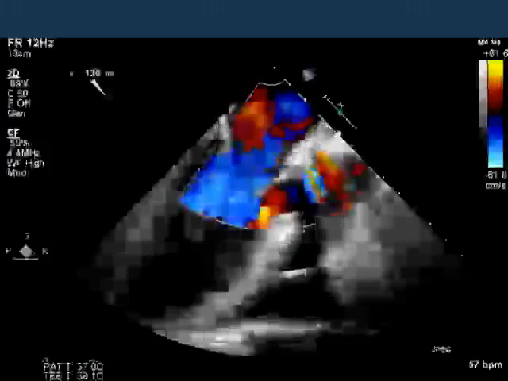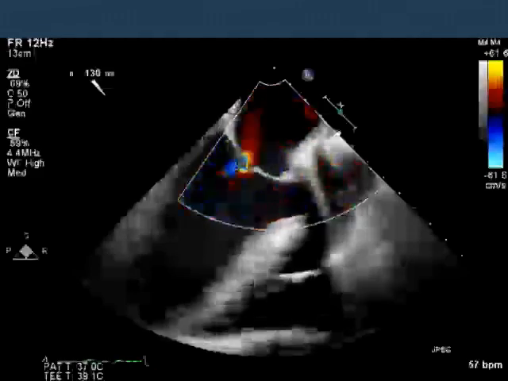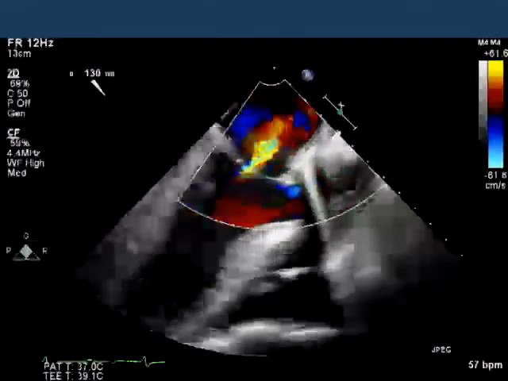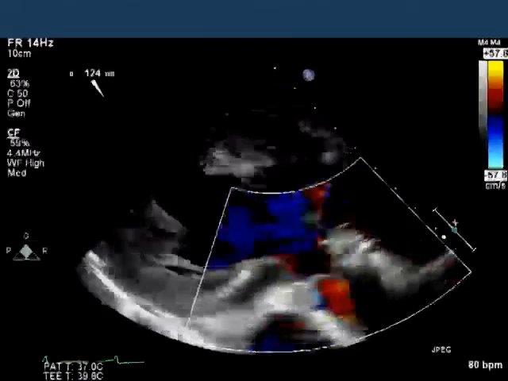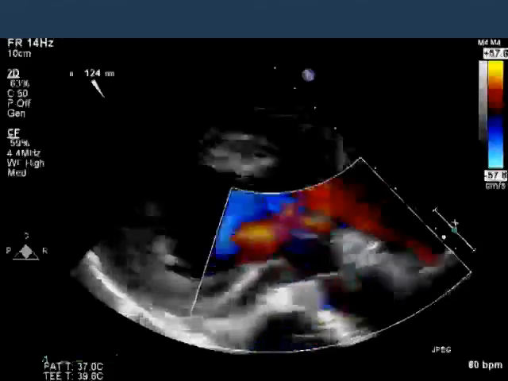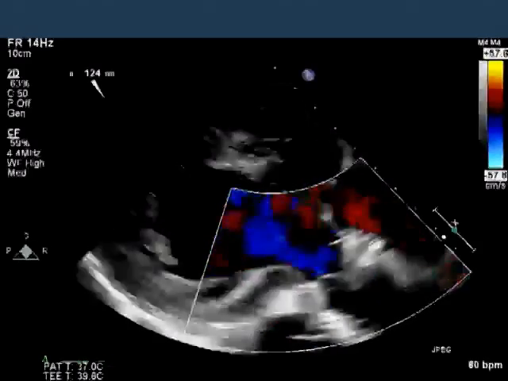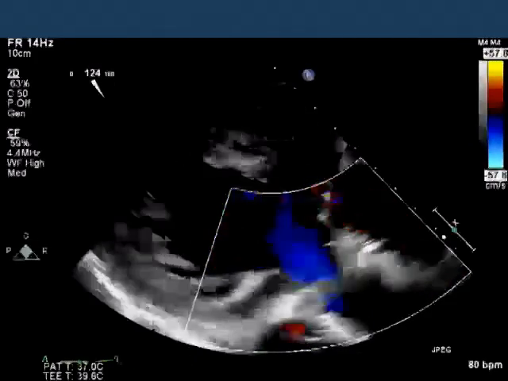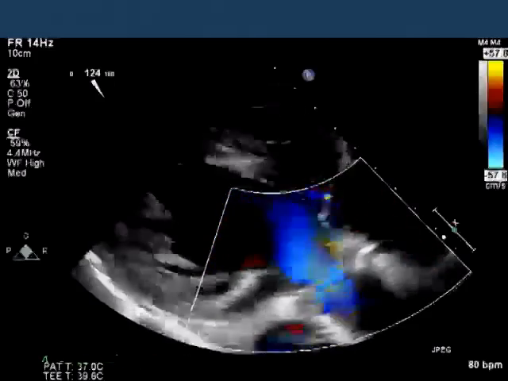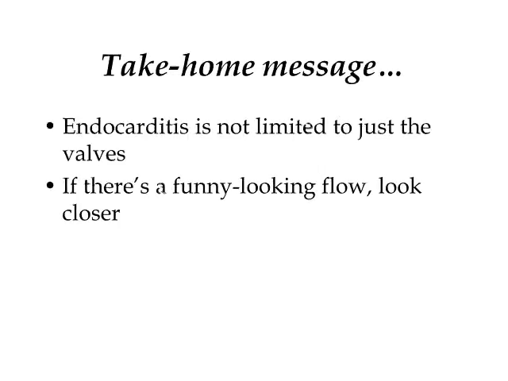In this slide, you can see here that there is no more aortic insufficiency, and that there's no more jet going from the aorta to the left atrium. And the final slide shows you the same thing, but without the shadowing artifact of the new sewing ring in place. You can see nice laminar flow through the aorta with no aortic regurgitation and nice, thin, pristine, clean, healthy aortic valve leaflets. So, take-home message, endocarditis is not always limited to just the valves.